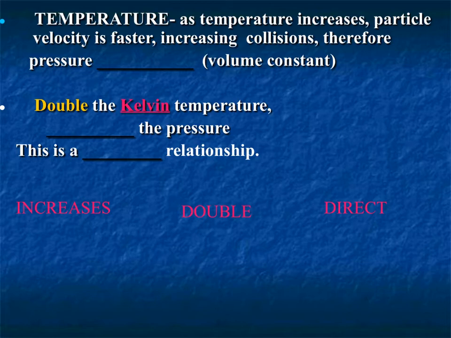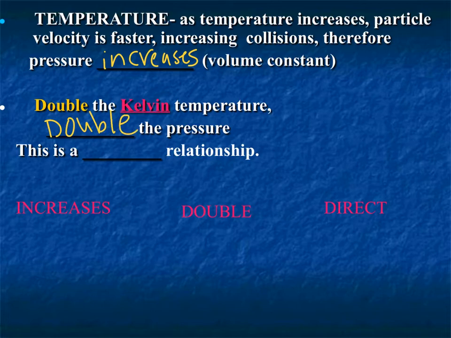All right, so here we go. As temperature increases, particle velocity is faster, increasing collisions, therefore pressure increases. If we double the Kelvin temperature, we're going to double the pressure. This is a direct relationship. All right, hopefully you got those right. Now let's go on to our last relationship that we're going to talk about.